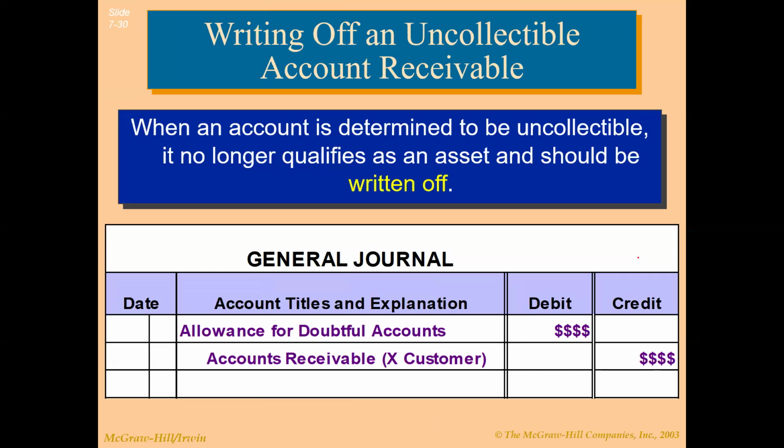But in some cases, when an account is determined to be uncollectible and it is no longer qualified as an asset, it should be written off. So sometimes you are asked to make a journal entry for writing off. For writing off, we use this journal entry: allowance for doubtful accounts debit, and accounts receivable credit, because accounts receivable is an asset account, and when you credit it, the amount will not be received, meaning that you will not get this amount.